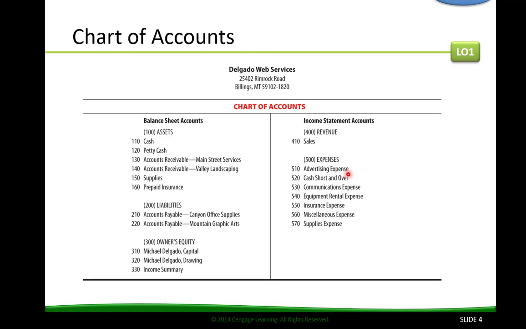On expense accounts, these will be all your expenses, and again they're listed in alphabetical order from A on. You usually will have a miscellaneous expense filled in there to catch all the things that you may not have another spot for.